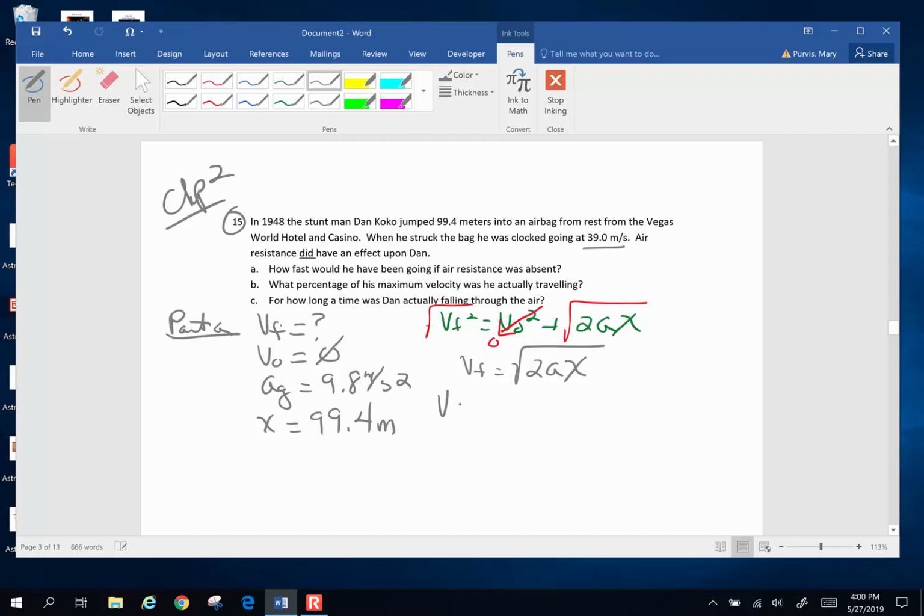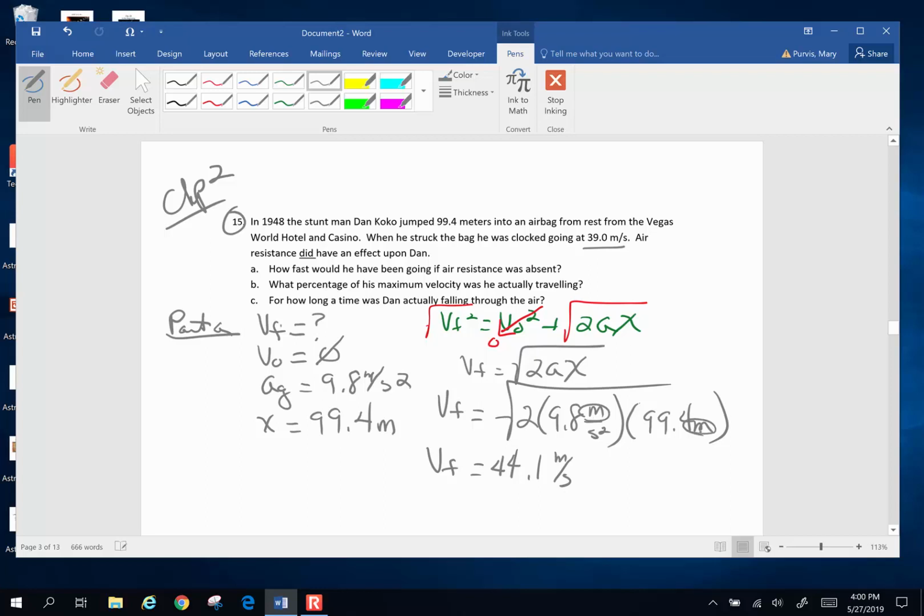So the final velocity would have been the square root of 2 times 9.8 meters per second squared, and he fell 99.4 meters. I'm going to grab my calculator, see what I get when I do this. So 2 times 9.8 times 99.4. Don't forget to square root that value, and I get a final velocity of 44.1 meters per second. Where do the units come from?